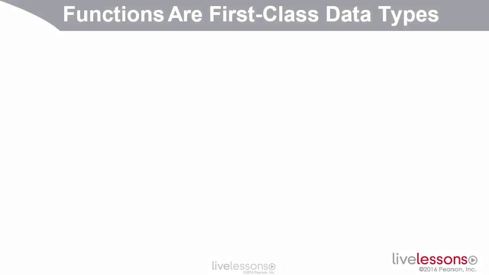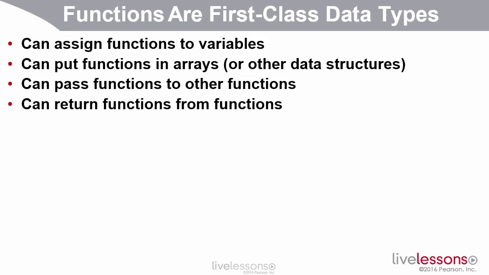So to recap, the idea of being a first-class data type is that you can do the same general categories of operations as you could with numbers or strings. So we saw that you could assign functions to variables, just like you can with numbers or strings. You can put functions into arrays or other data structures, just as you can with numbers and strings. You can pass functions into functions, just as you can with numbers and strings. And you can return functions out from functions as a return value, just as you can with numbers and strings.